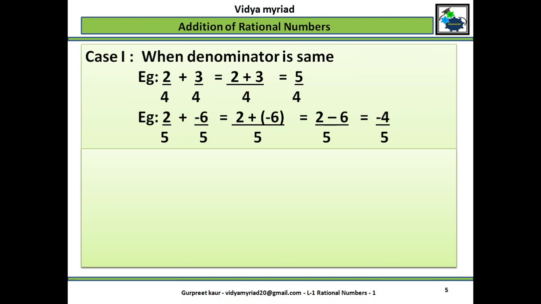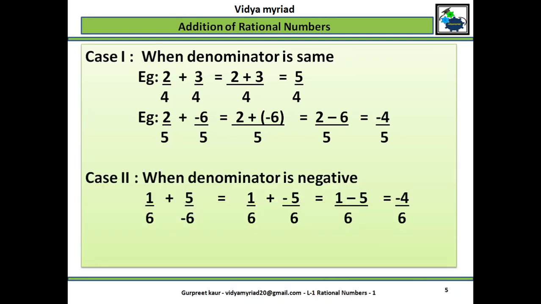Now the next thing we have to take care of is when your denominator is negative. I have already told you, you have to make the denominator positive. So if you look into the question, 1 upon 6 plus 5 upon minus 6, I need to make minus 6 positive.